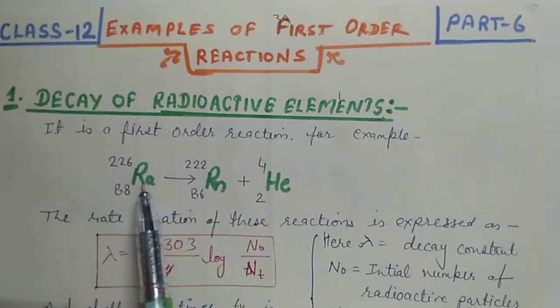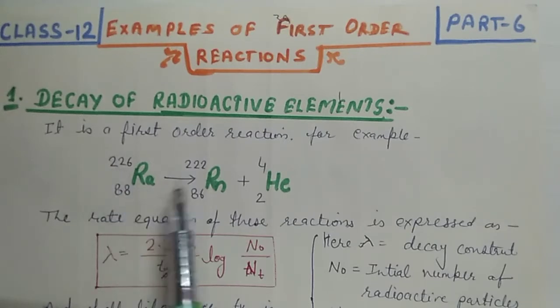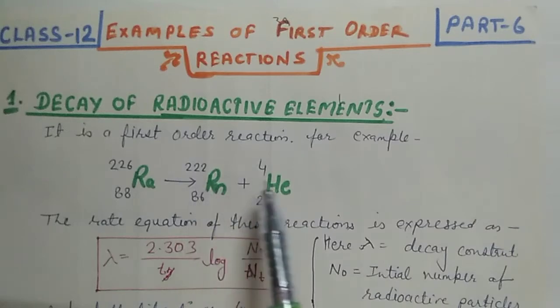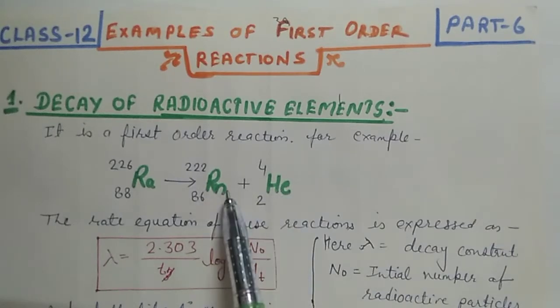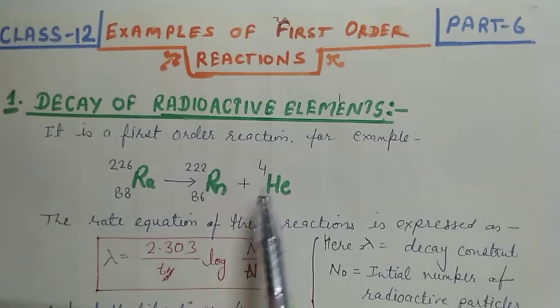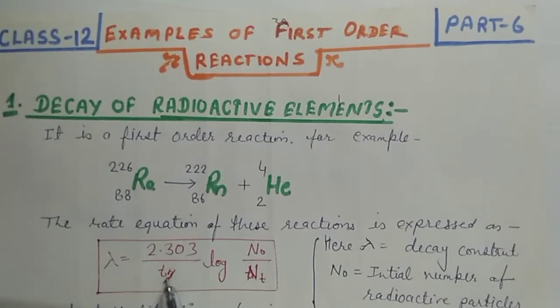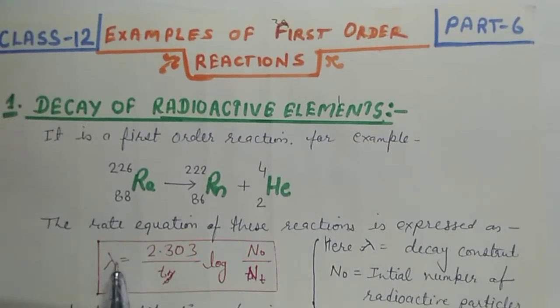For example, radium, its atomic number is 88 and atomic mass is 226, decays by emitting alpha particles and is converted into radon nuclei. These reactions are first order reactions and can be denoted by lambda is equal to 2.303 upon T half, log N0 upon Nt. Here lambda is replaced by k in a first order reaction, or we can say k is replaced by lambda.